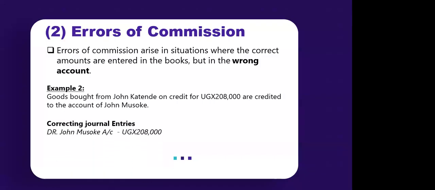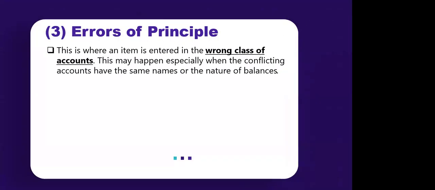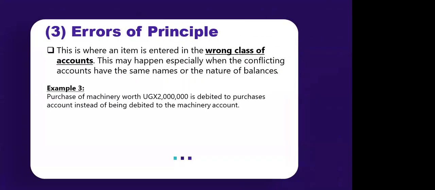Please, I want you to note the language used, because also in the scenarios, in the notes, it will be like that. So there you debit Musoke's account, John Katende's account. You credit it. I will not go into those details. I just want us to look at the definition of these errors.